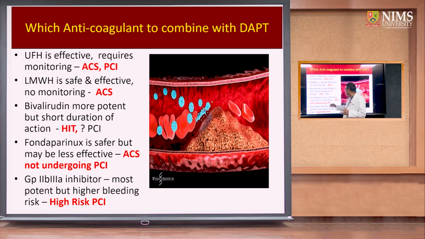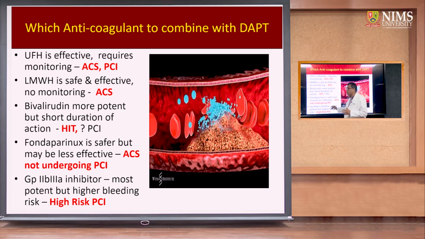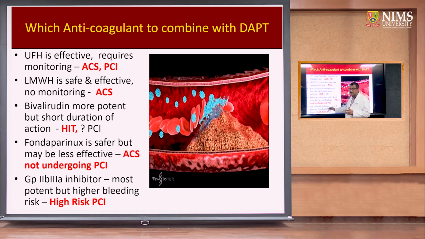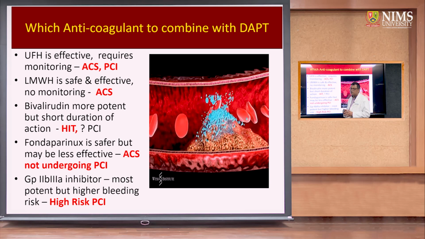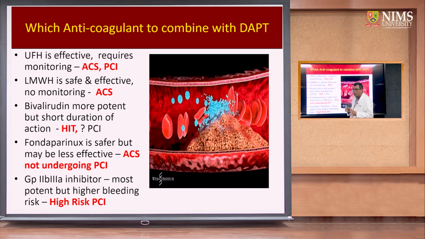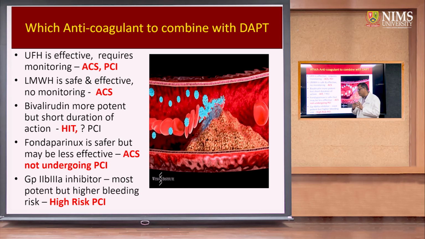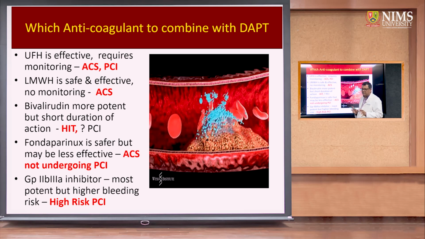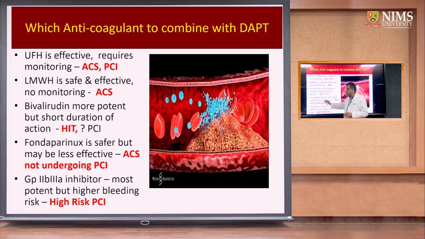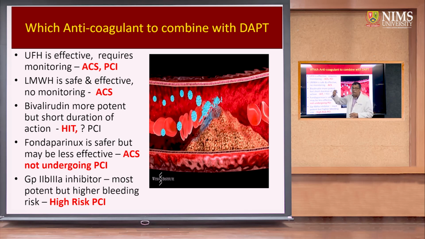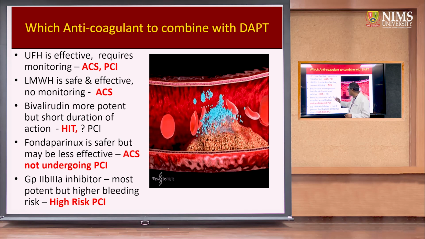So, it can be used in any patient who is not undergoing PCI, because in PCI you require a more potent drug. So, in a patient of acute coronary syndrome whom you think I am not going to do PCI for whatever reason, there you can give fondaparinux, but not in somebody who is going to go for PCI. So, this is the important thing.